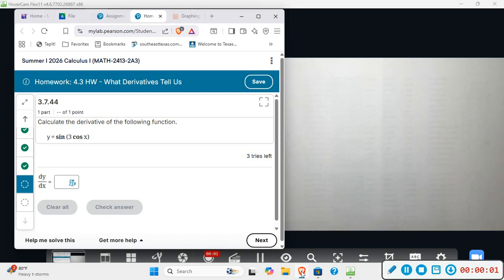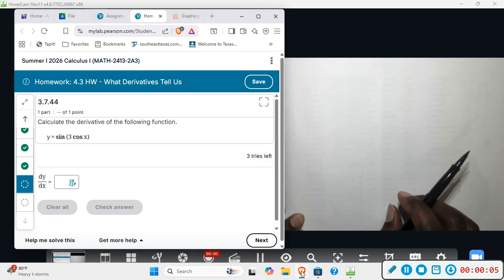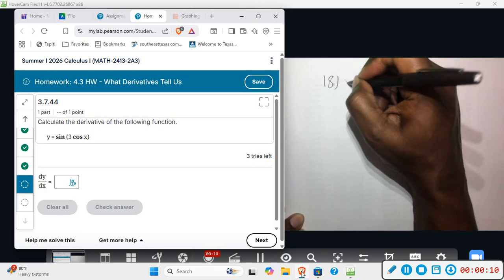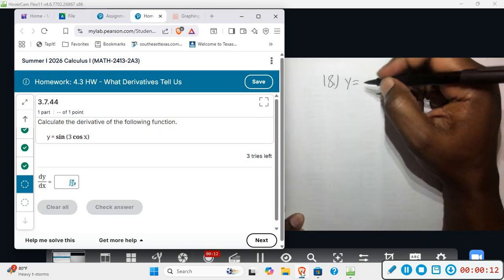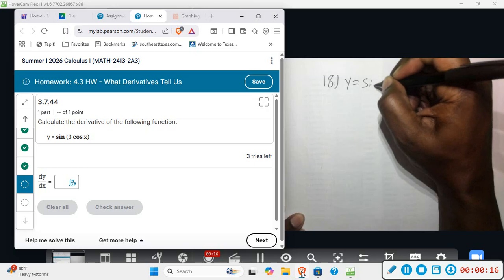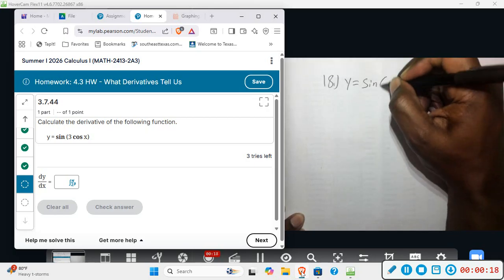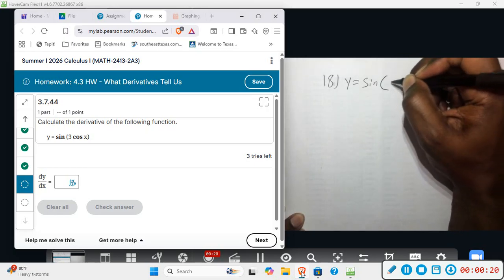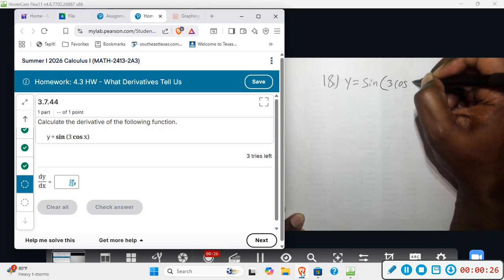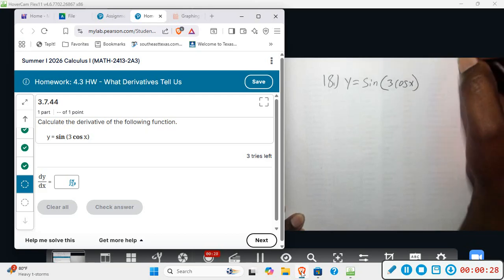All right, question number 18 looks like a review. We just want to find the derivative of the following. We have y equals sine, and then in parentheses, sine of 3 cosine of x. So this is the argument.